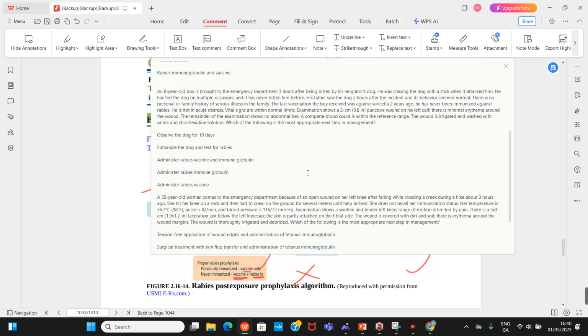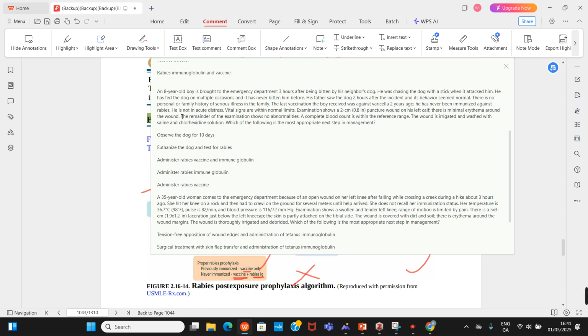So let's look at this one. An 8-year-old boy is brought to the emergency department 3 hours after being bitten by his neighbor's dog. He was chasing the dog with a stick when it attacked him. He has fed the dog on multiple occasions and it has never bitten him before. His father saw the dog 2 hours after the incident and his behavior seemed normal. There is no personal or family history of serious illness. The last vaccination the boy received was against varicella 2 years ago. He has never been immunized against rabies.